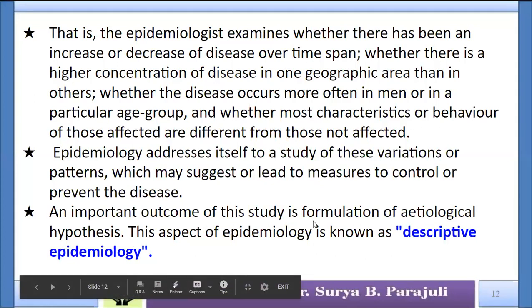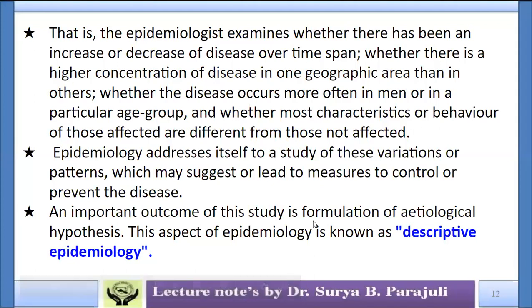So an important outcome of this study is the formulation of etiological hypothesis. What is the relationship between more COVID-19 prevalence in males than females in the context of Nepal? So we try to analyze the data. That is called analytical epidemiology, which is actually about determinants. It is beyond the objective of today's class.